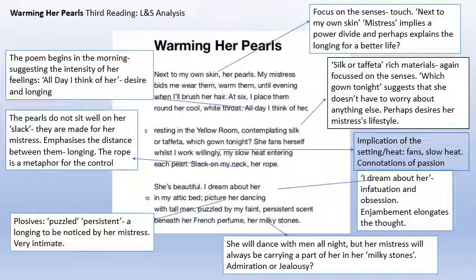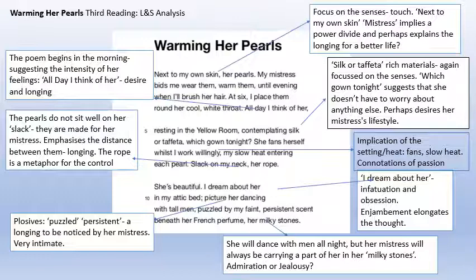In stanza 2, silk or taffeta, they're rich materials again, focused on the senses. Which gown tonight suggests that she doesn't have to worry about anything else, perhaps desires her mistress's lifestyle. And implicate the words heat and fans, implication of slow heat, and there's connotations of passion. Heat and hot is to do with passion as well, as I'm sure you know.